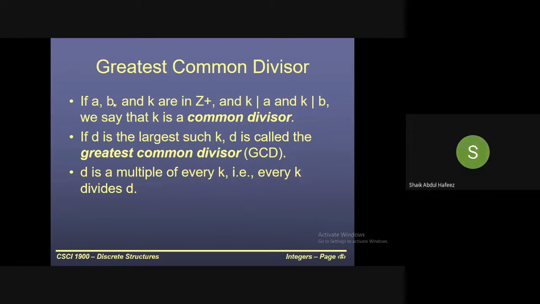Yes, sir. For 16 and 32, 2 is a common divisor. Similarly, 4. Similarly, you consider 8, 8 is also a common divisor. 16 is also a common divisor. So, out of all these, 1 is also a common divisor, right? For any two positive numbers, we can say 1 is also a common divisor. So, starting from 1, there can exist multiple common divisors. Out of these all, whichever is the highest one, that we will consider as the greatest common divisor.